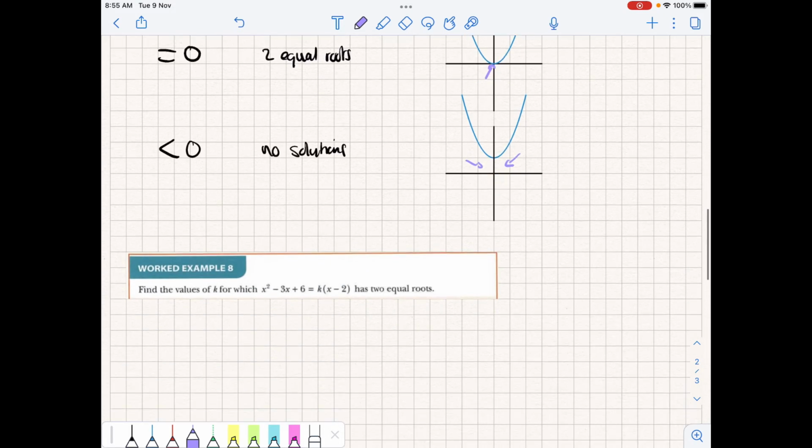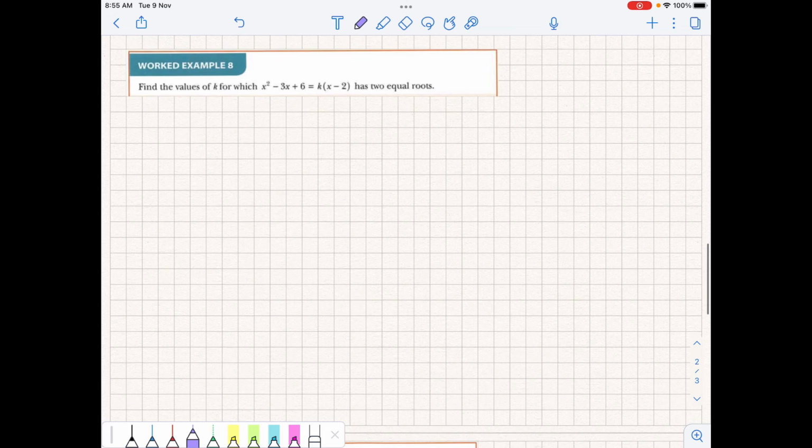Okay, let's see where we can use this to answer questions. The question says, find the values of k for which x squared minus 3x plus 6 is equal to kx minus 2, where this quadratic has two equal roots. First of all, when we use the quadratic formula, it needs to be in the form ax squared plus bx plus c. At the moment, our equation isn't like that, so we're going to have to manipulate it.